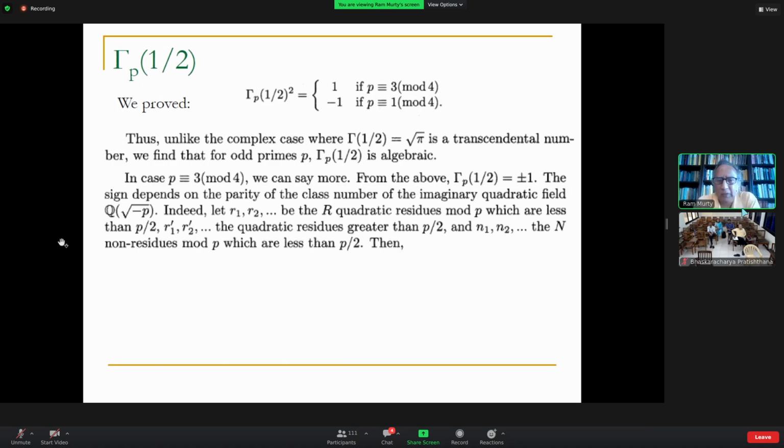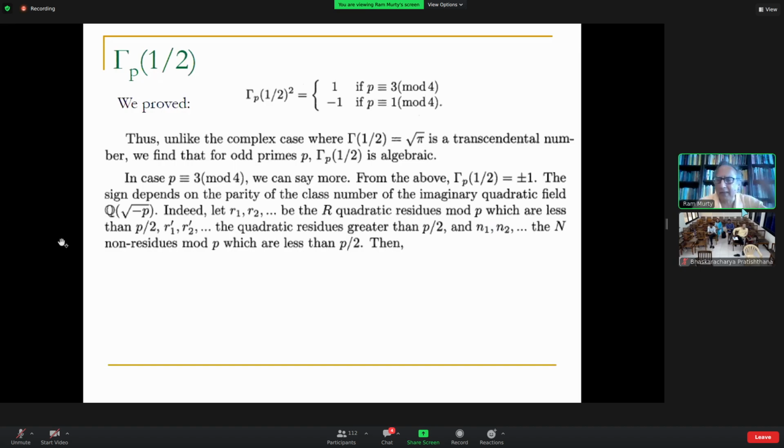If p is 3 mod 4, I'm not going to do this. I just want to say half is a little tricky and involves number theory. So let me discuss the case when p is congruent to 3 mod 4. It turns out that gamma p of a half, when the prime is congruent to 3 mod 4, we're in the case that the square is equal to 1.